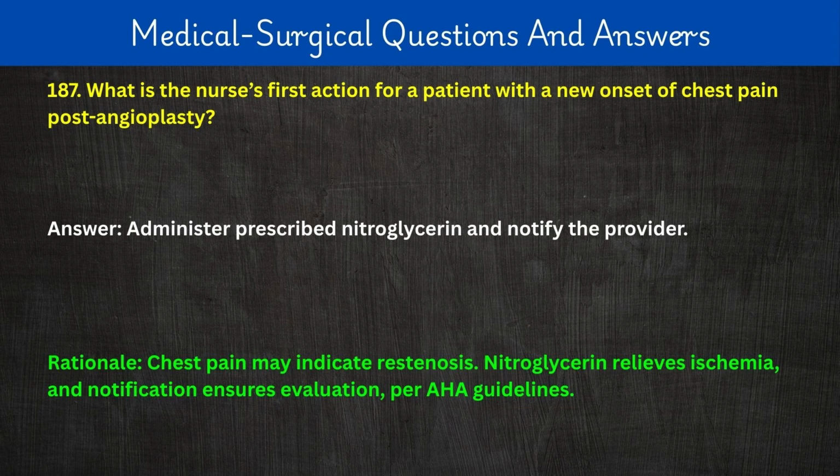187. What is the nurse's first action for a patient with a new onset of chest pain post-angioplasty? Answer: administer prescribed nitroglycerin and notify the provider. Rationale: chest pain may indicate restenosis. Nitroglycerin relieves ischemia and notification ensures evaluation, per AHA guidelines.